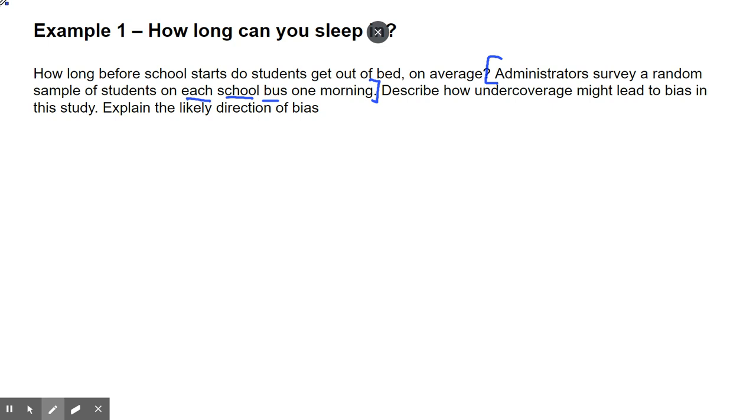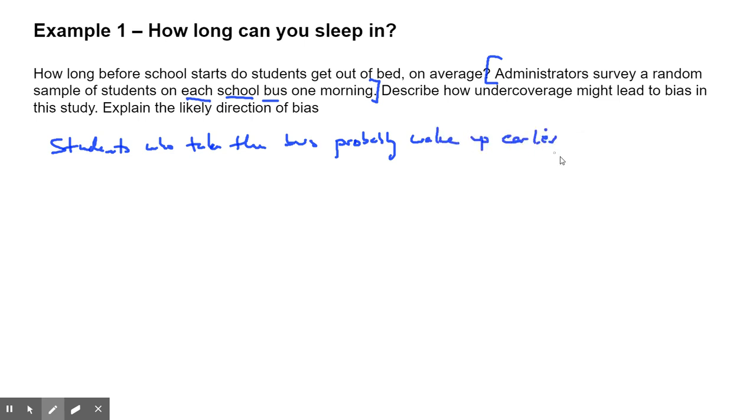Students who take the bus probably wake up earlier than other students, so that they don't miss the bus.